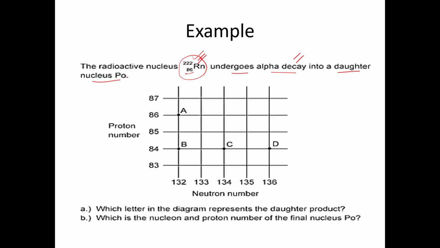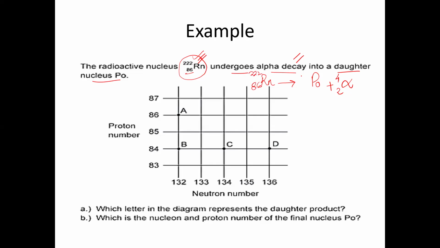So we are pretty aware of this fact that if I want to write the equation, how would I write it? I had a parent element radon Rn, which changed into polonium PO, and with that it produced an alpha particle. So alpha will have 4 at its top and 2 at its bottom, and here it is 222, and here it is 86.